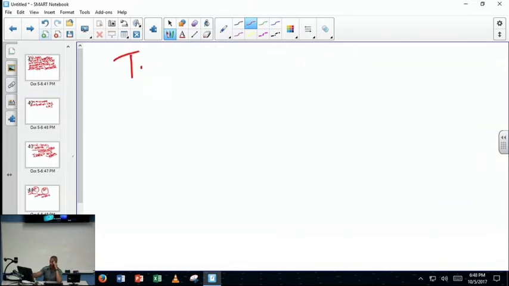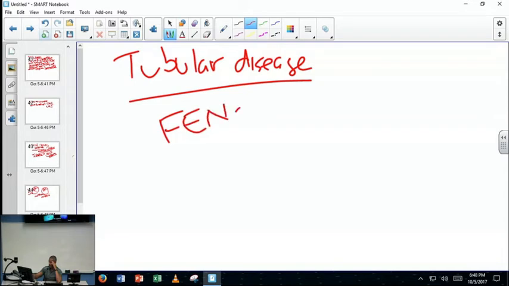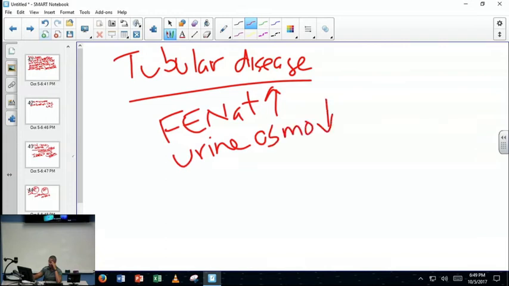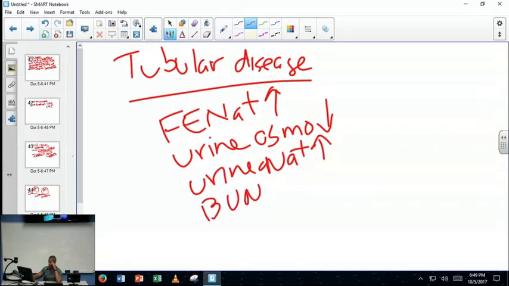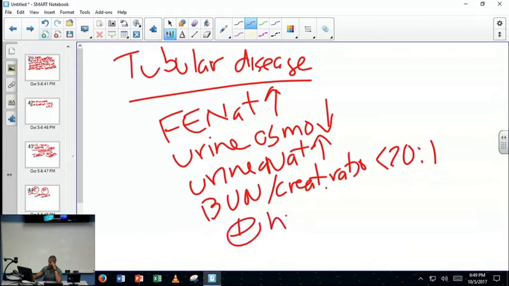So tubular disease. Your fractional excretion of sodium, high. Urine osmolality, low. Urine sodium, high. BUN creatinine ratio, less than 15:1. Positive for hyperkalemia and metabolic acidosis.